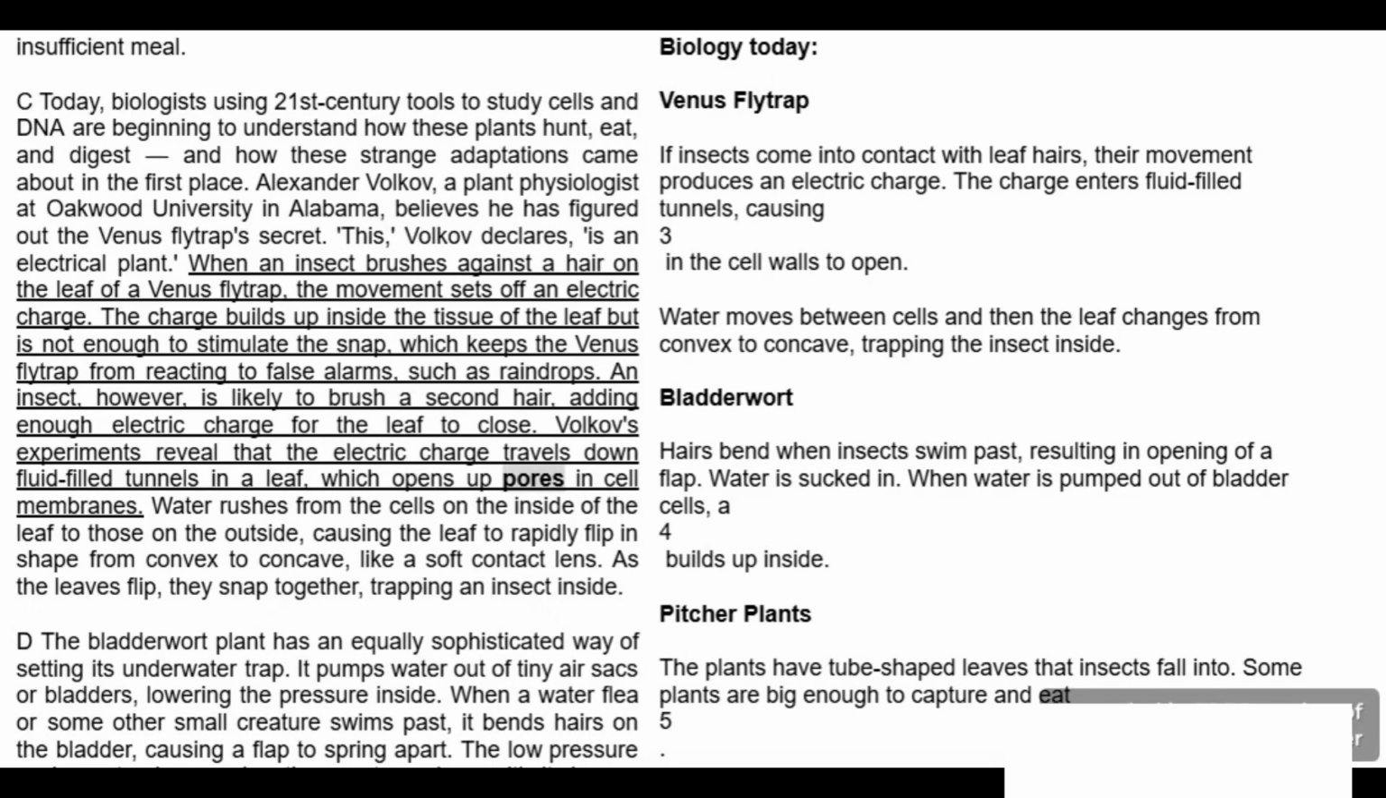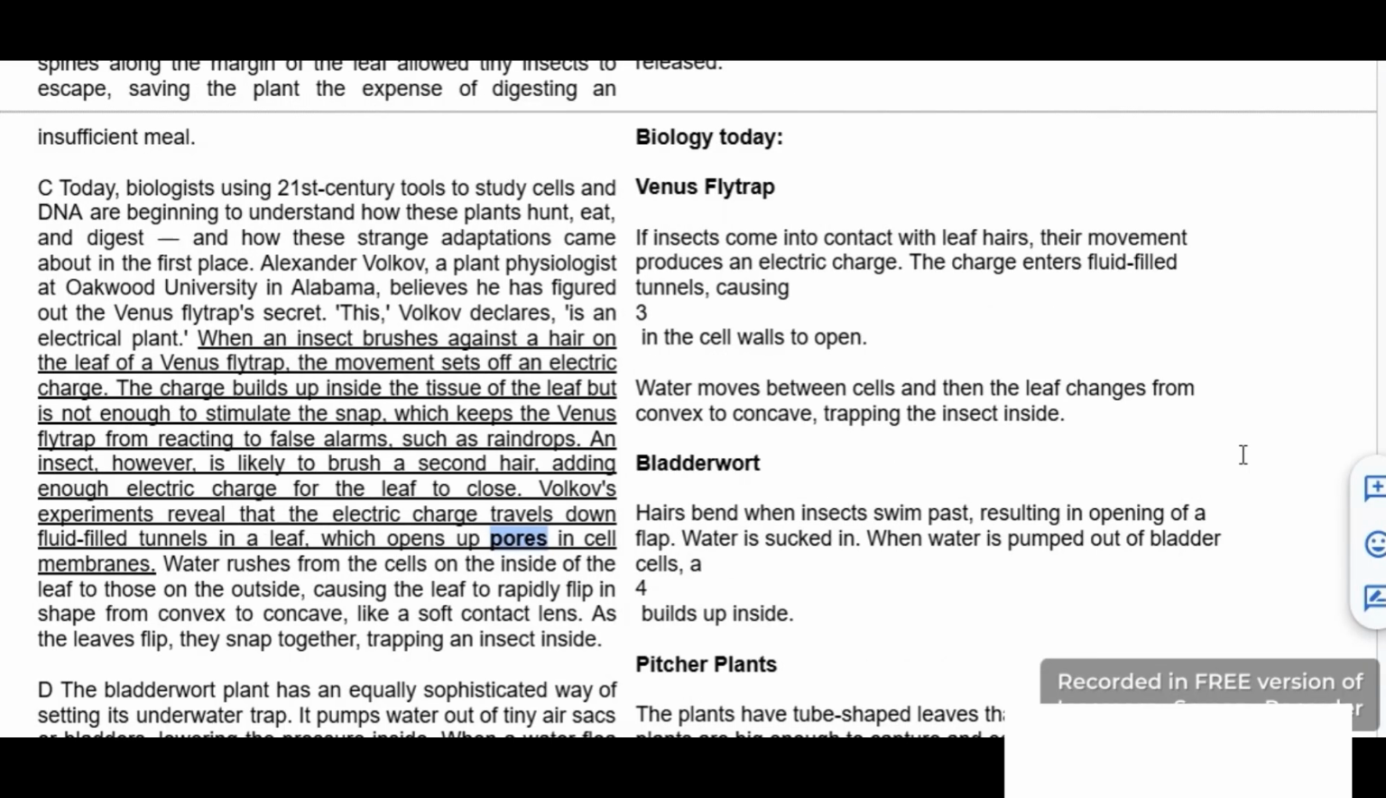So why is it correct? Because the passage gives the mechanism step by step, which the question summarizes: insect, electric charge, channels, pores open, water moves, and the leaf flips. Otherwise, channels or holes are not in the text, so they would be wrong. These pores allow water to move inside and outside the cells. This water movement changes the shape, and the leaf closes, trapping the insect. So this is the perfect case step in the Venus flytrap hunting mechanism. So our answer will be pores.